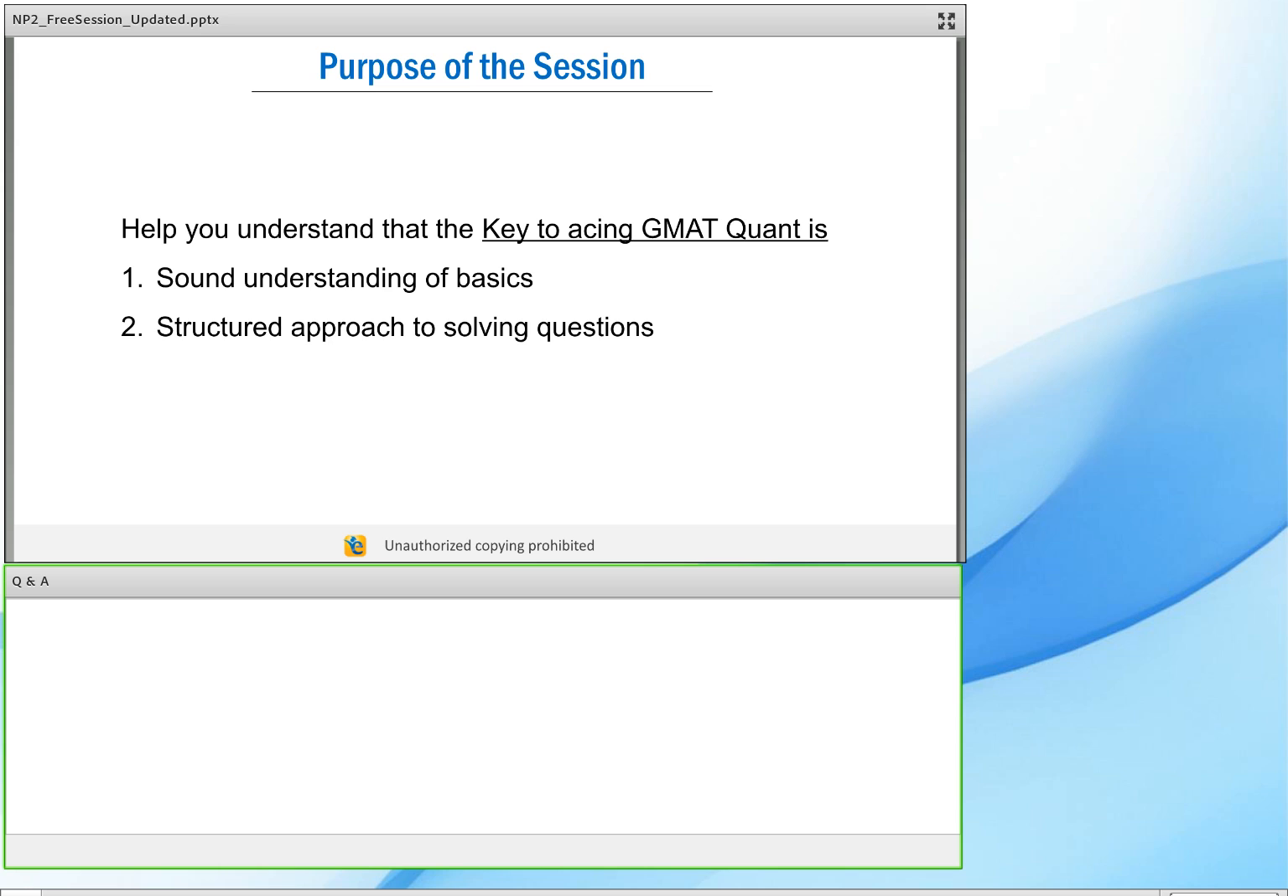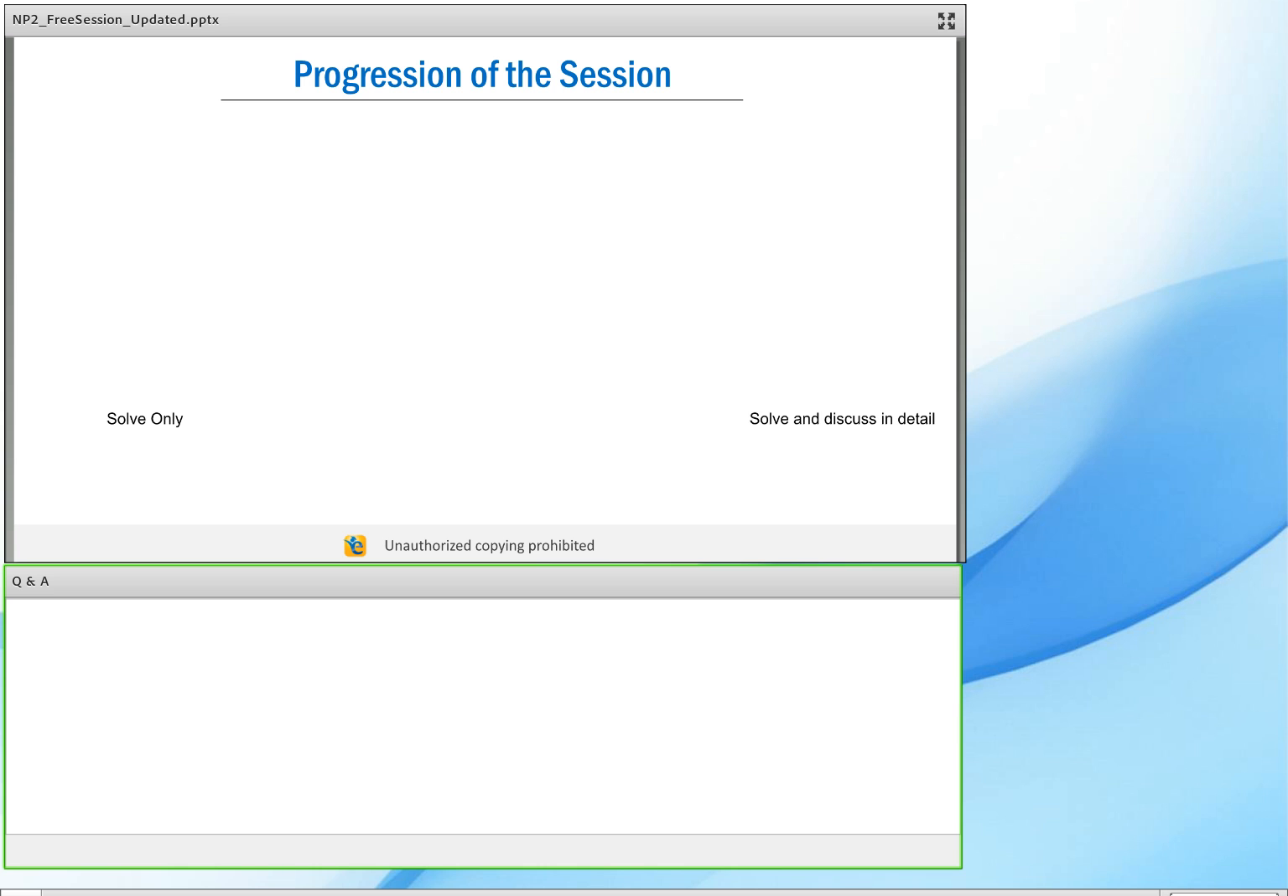So GMAT quant's not about math, rather it's about having some basic foundational math or quant concepts, and then applying a ton of logic. So we're going to focus a lot more on logic than anything else during this webinar. But to be able to apply logic properly, we also need to build a solid process. So the second thing that we're going to focus on in addition to logic is building that solid process.